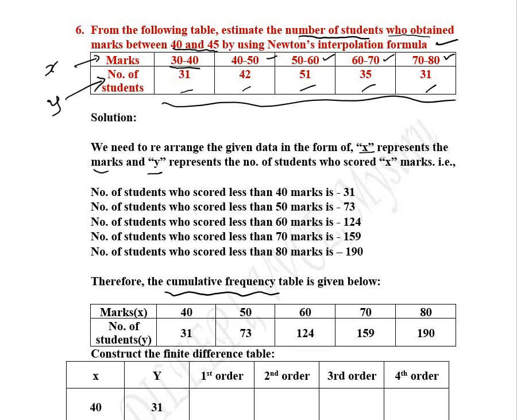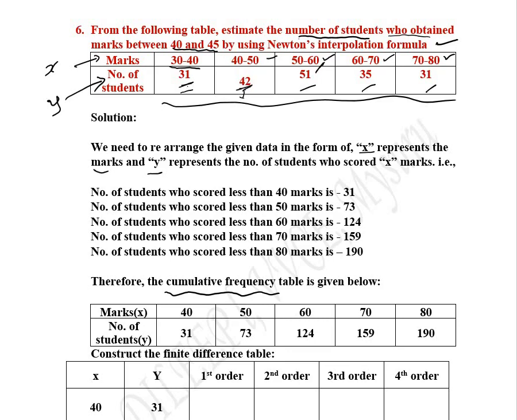Between 30 to 40 means 31 students scored less than 40. 40 to 50 means 42 students scored between 40 and 50. Not only those 42 students, the students who scored less than 40 also scored less than 50. So 31 plus 42 students scored less than 50. So how many students have scored less than 60? 31 plus 42 plus 51. Using that concept, we need to construct the new table.